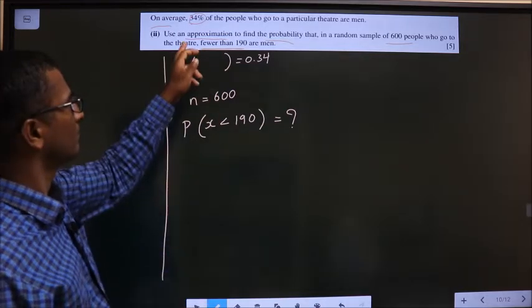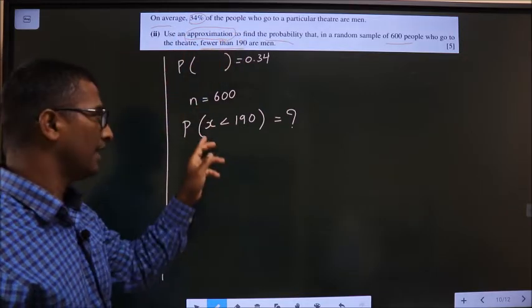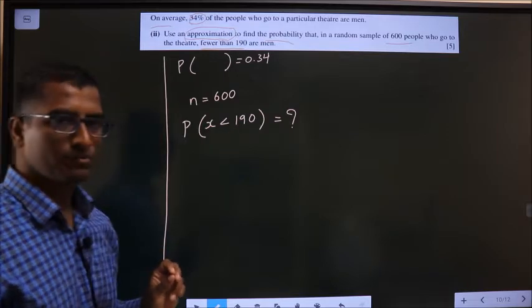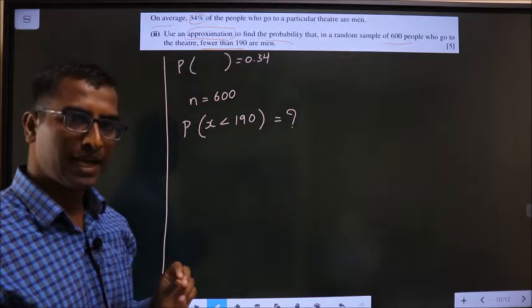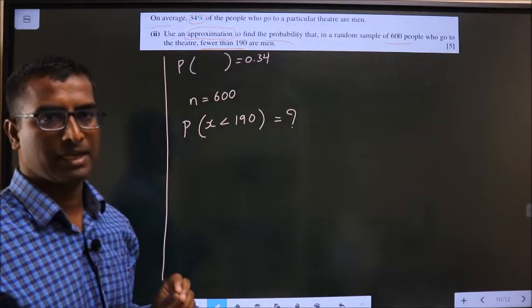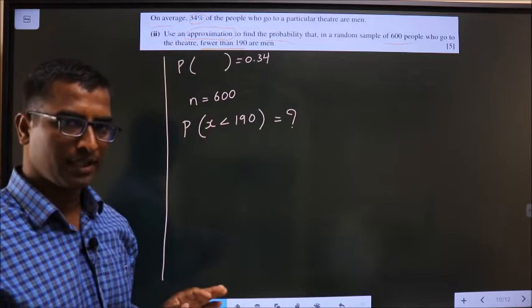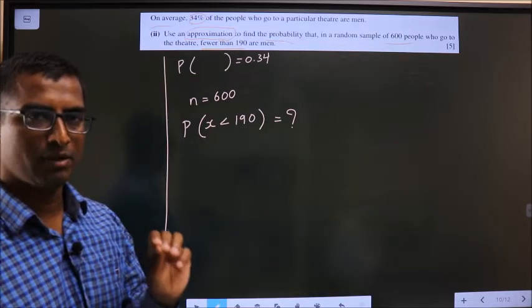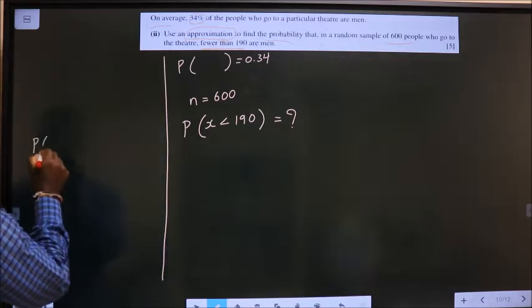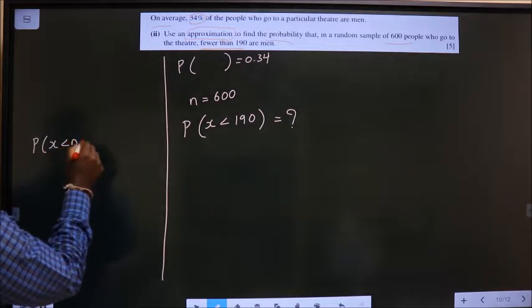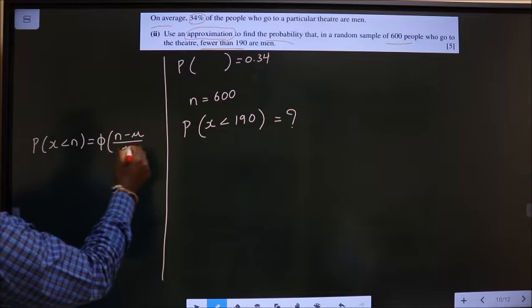Now here you have to use an approximation, and here X is less than 190. From that, binomial distribution cannot be applied, so we should apply normal distribution. Clear? Now, in any normal distribution, we have to use this one, that is P of X less than N is nothing but phi of (N minus mean) by standard deviation.